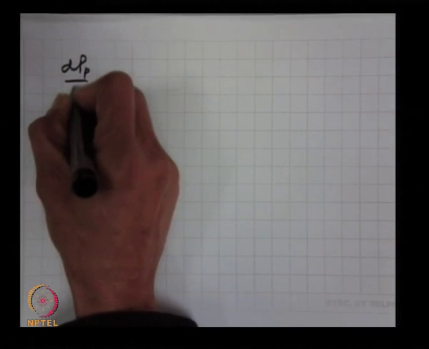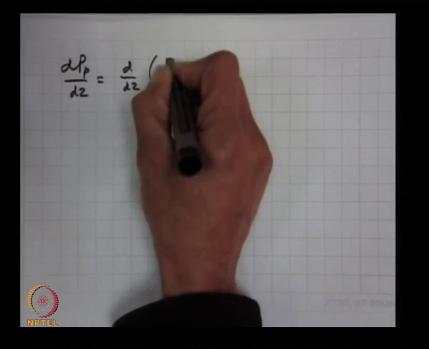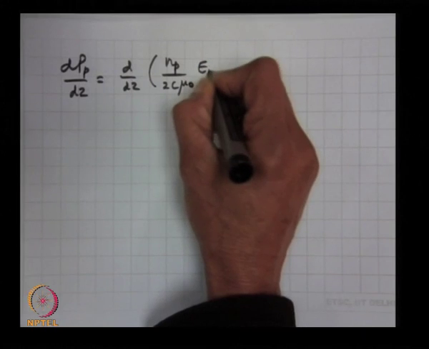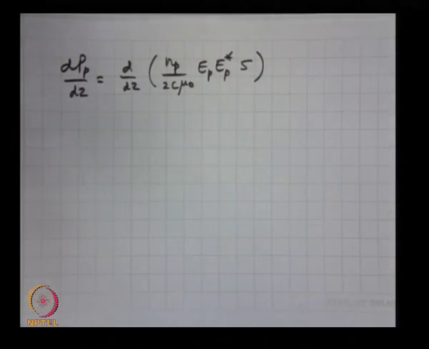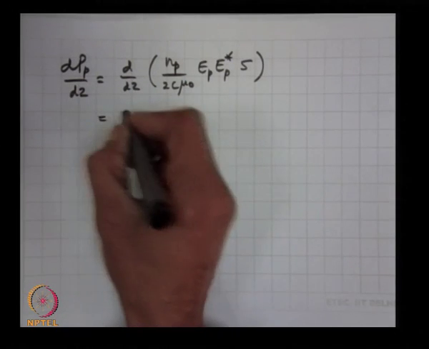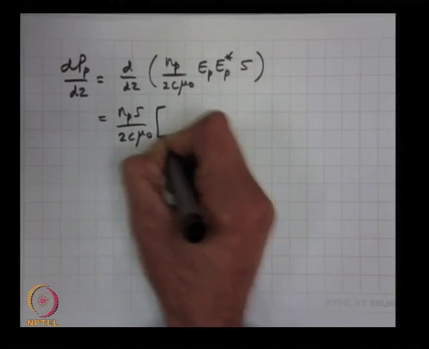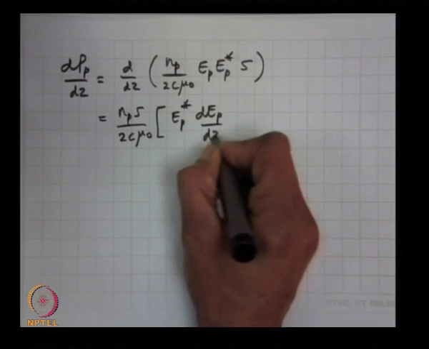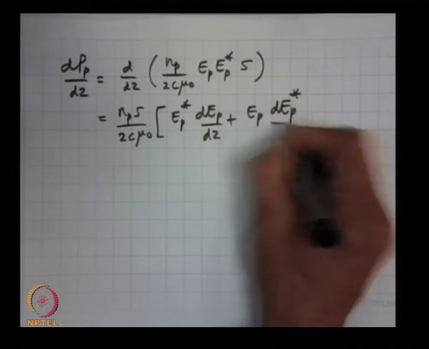Let me calculate the following quantity, dPp by dz. Pp is the pump power. So this is d by dz of np by 2c mu 0 mod Ep square into the area. Intensity multiplied by area. So this is np S by 2c mu 0 times Ep star dEp by dz plus Ep dEp star by dz.